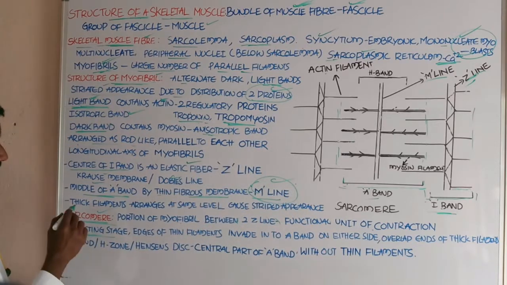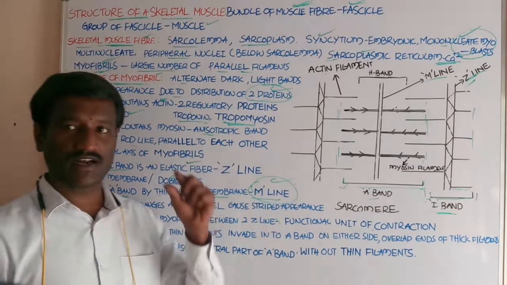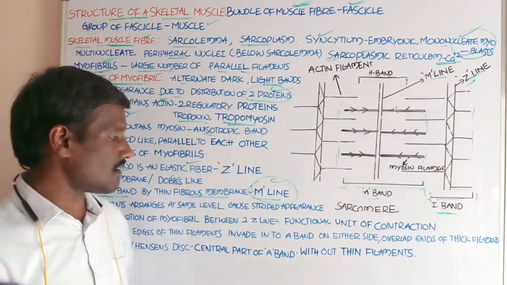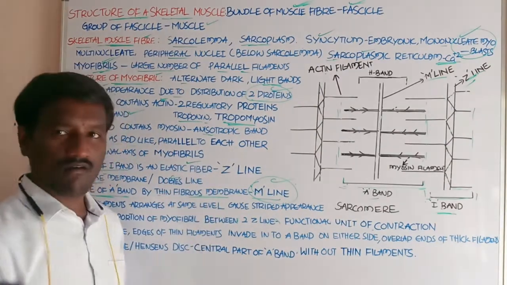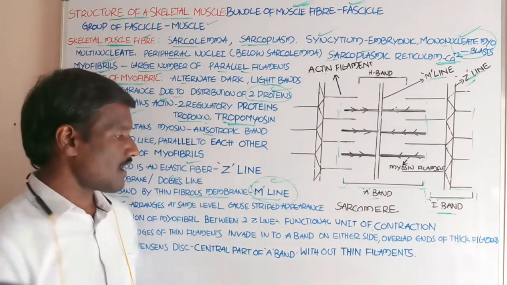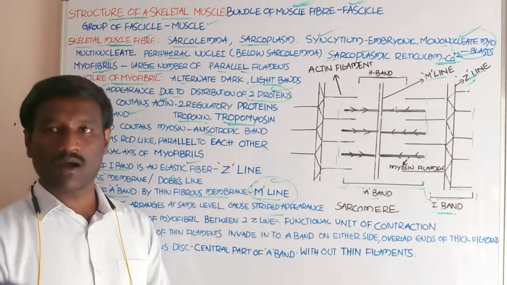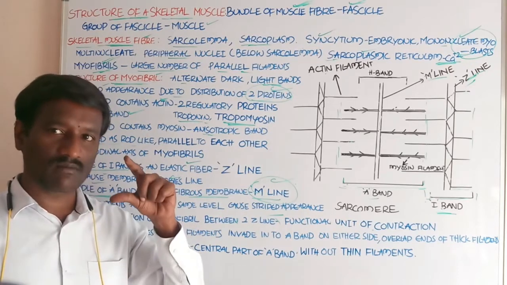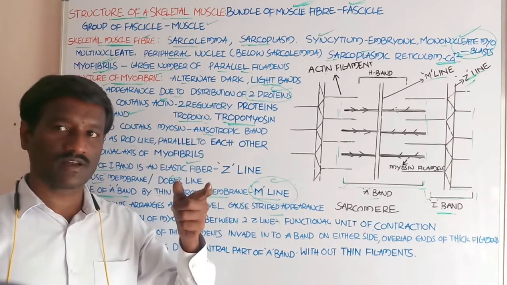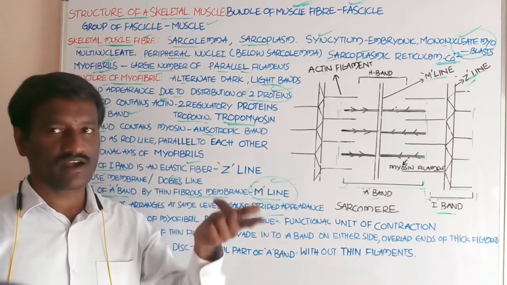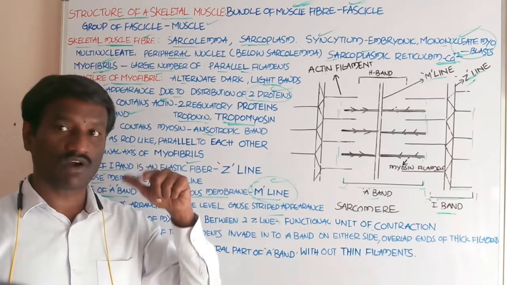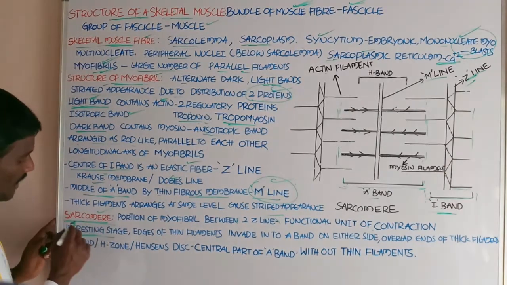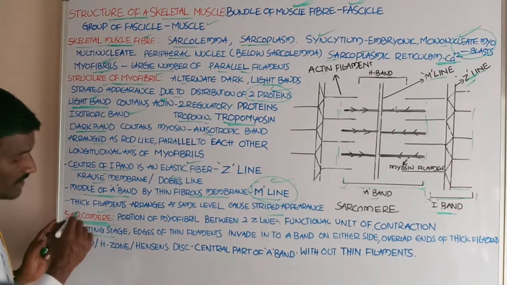Another one, thick filaments are arranged at the same level and cause the striped appearance. Okay, student. So these skeletal muscles are also called striped muscle and striated muscle, and also called voluntary muscle. Okay, student. Now, what about the sarcomere?